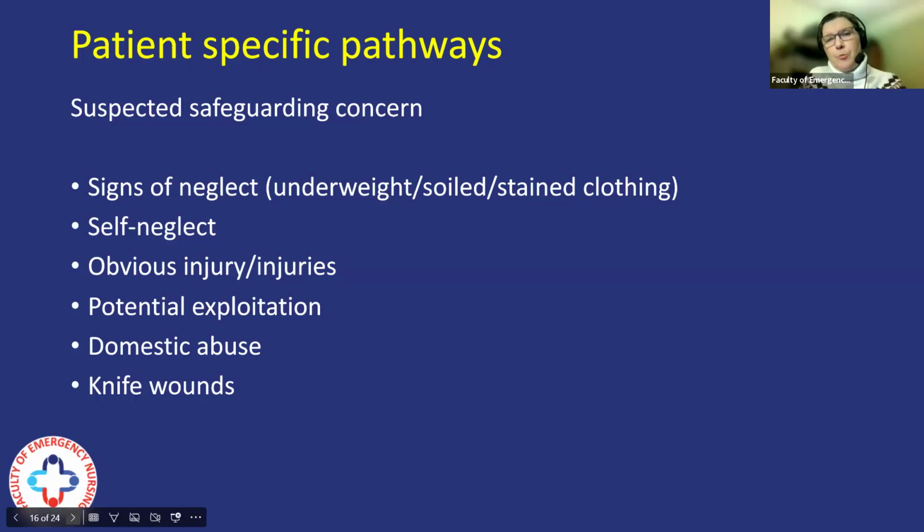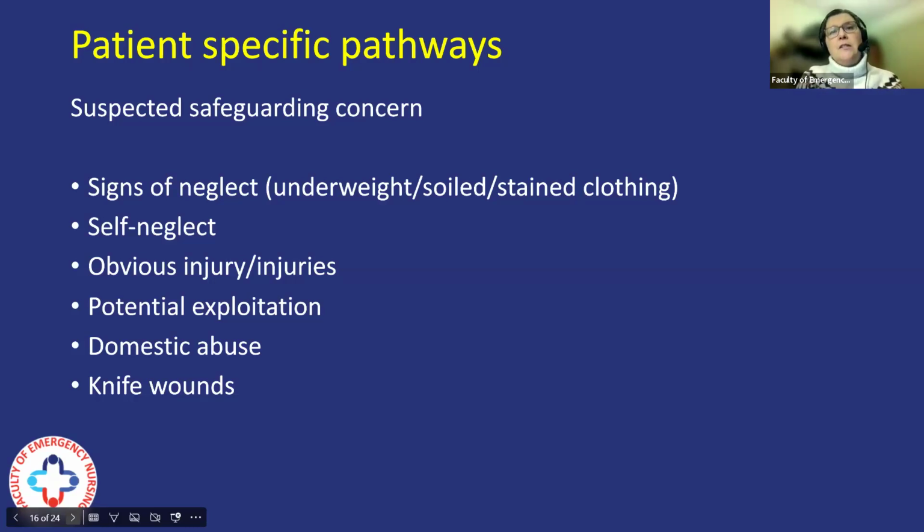You will know that you have to report all knife wounds to the police under separate legislation, but beware the person who says they've stabbed themselves with a knife. The usual pattern of self-harm wounds caused by a razor blade or possibly a knife is one thing, but someone saying they stabbed themselves with a knife is another.